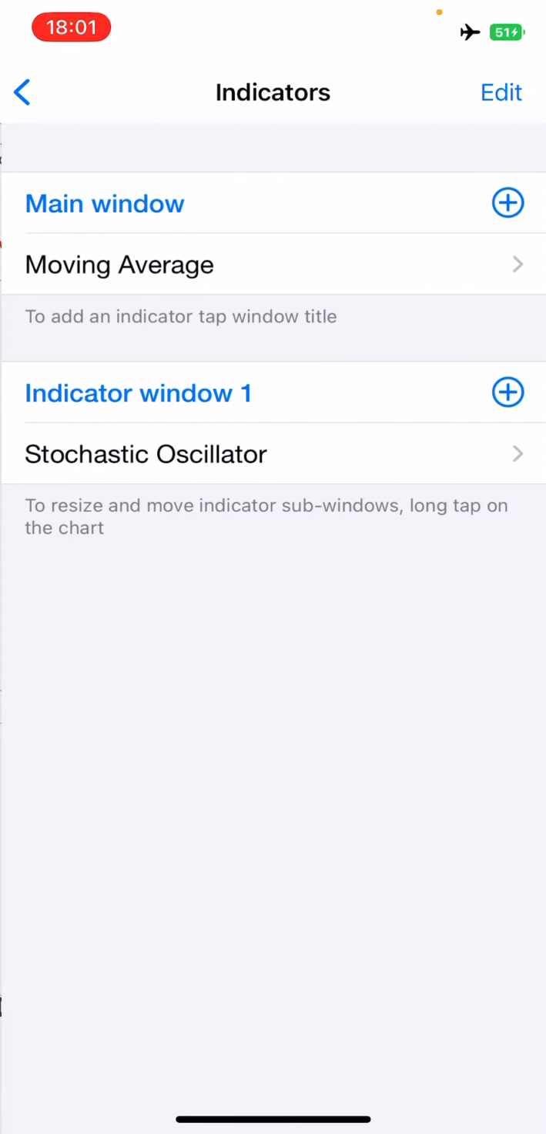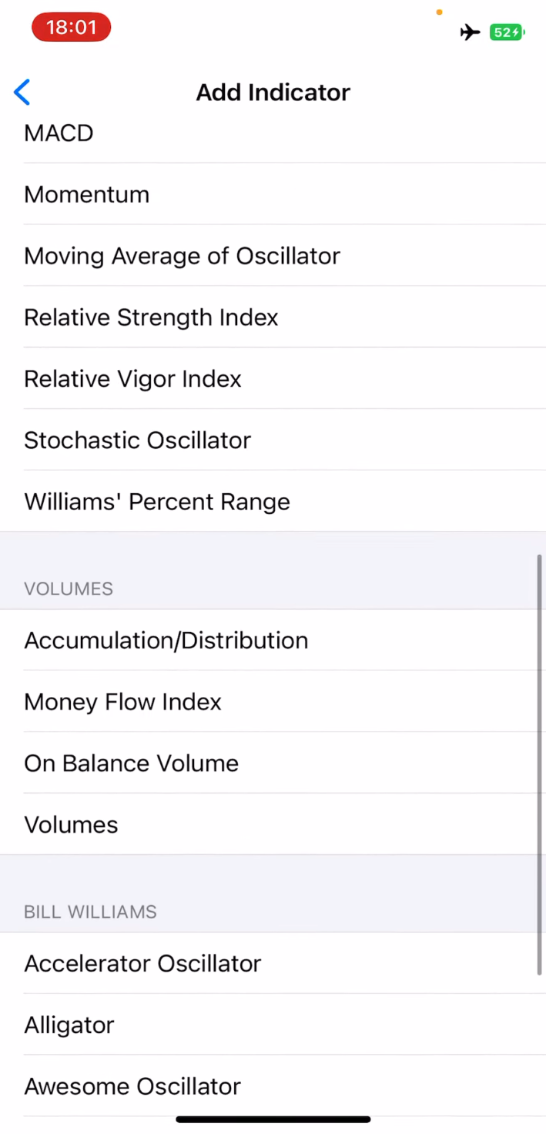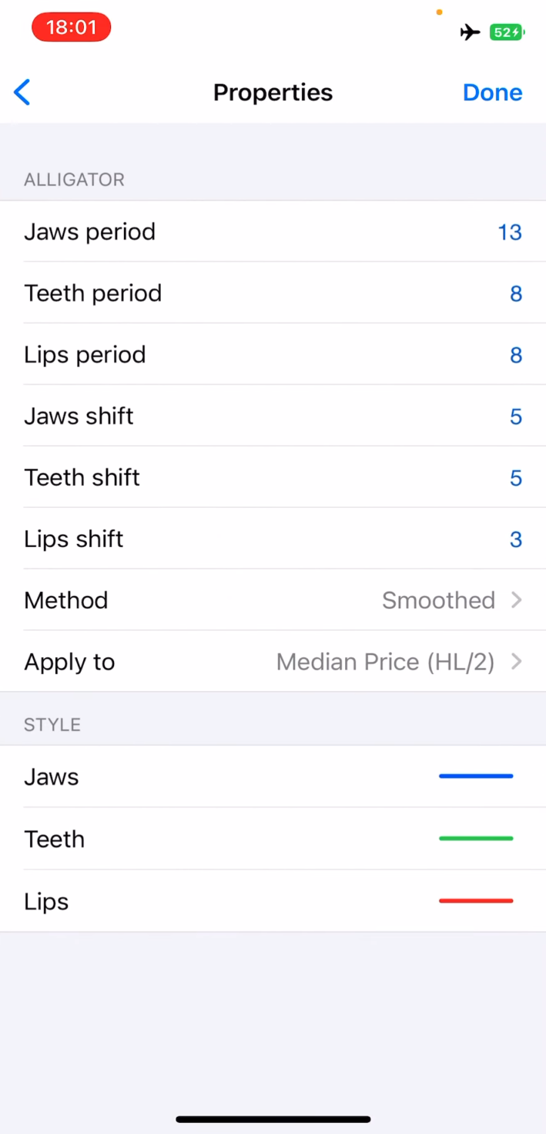Okay. The next indicator that we want to install is going to go under our indicator window 1. So I'm going to click where it says indicator window 1, and it is going to be the alligator. This alligator right here, and it is going to have the following properties. So the jaws period is going to be 13, the teeth period is going to be 8, the lips period is going to be 8, the jaws shift is going to be 5, the teeth shift is going to be 5 as well, and then the lips shift is going to be 3. And then when you reach to method, it should be smoothed and apply to median price.